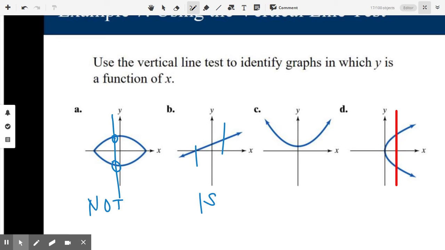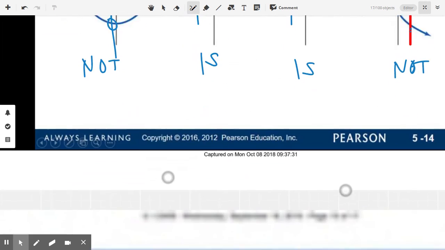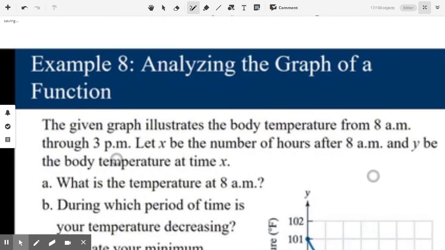Same thing here. Nowhere when I put a vertical line through is that ever, so this is a function. And then you'll notice that red line, this is the vertical line we're talking about. The blue line there is our graph. There are points directly above and below each other, so we know this is not a function. All right. Vertical line test, pretty simple.